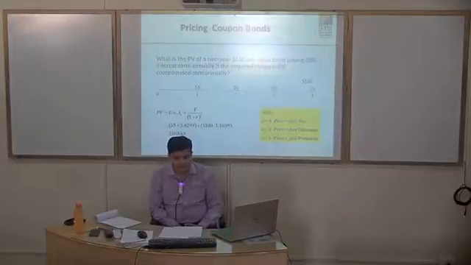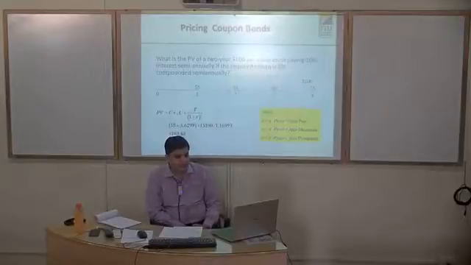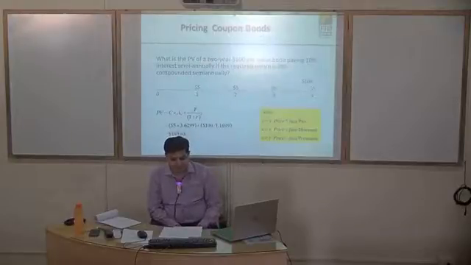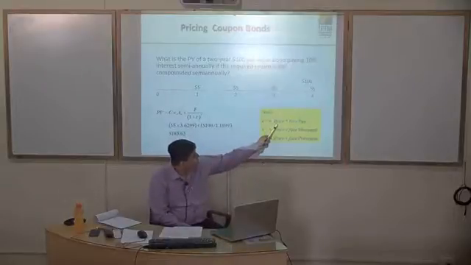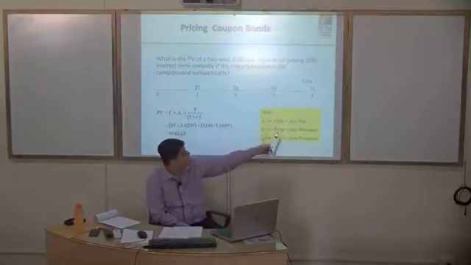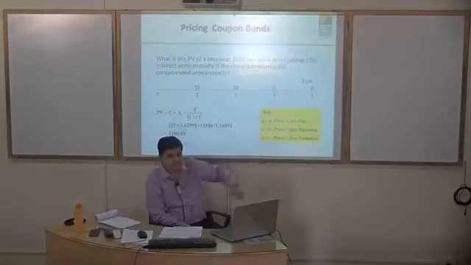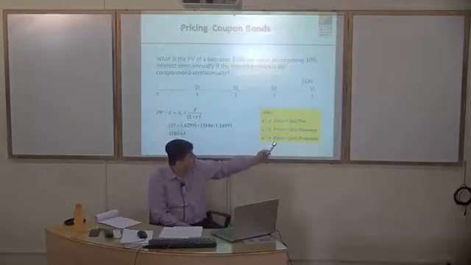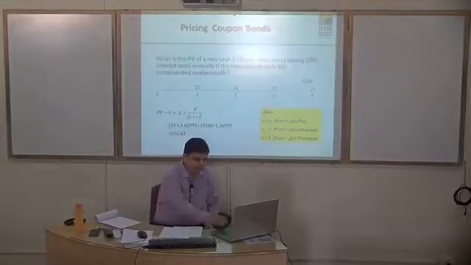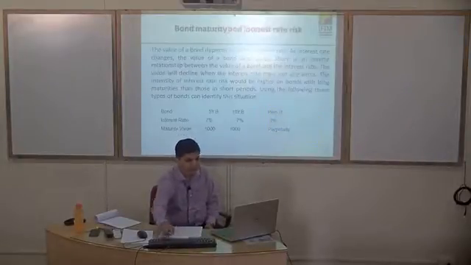C into annuity factor plus F divided by 1 plus R to the power of T. Okay, so if you do the math, you will get $103.63. R is 8%, T is 2 years, C is $5, F is $100. If coupon rate equals required rate, that means price equals face, it is par. If coupon rate is less, price is less than face, that is discount. If price is more than face value, it is premium. So that's how pricing of coupon bonds happens.